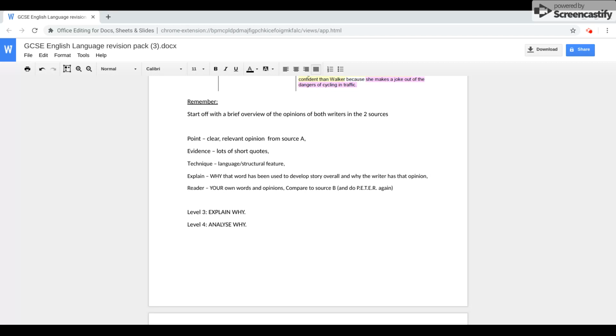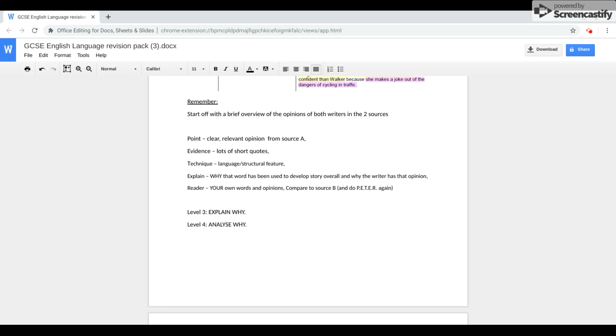Your overriding skill, of course, is explanations. We don't need to know the sources. We need to know what you think of the sources. You are the unknown element in the exam. What you think matters. So you explain why that word or those features have been used, why the writer has that opinion in the text. And how you do that is obviously a close linking back to the story overall that you've read.